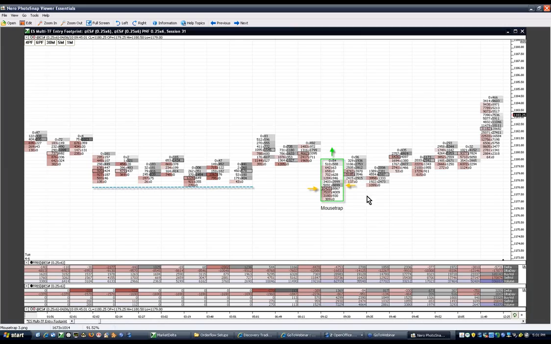So again, just as a recap, if you have evidence that the institutions are not selling into the trap, as we call it, then that's great if you have that.